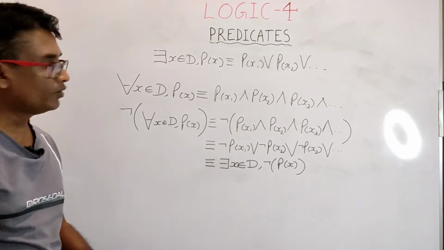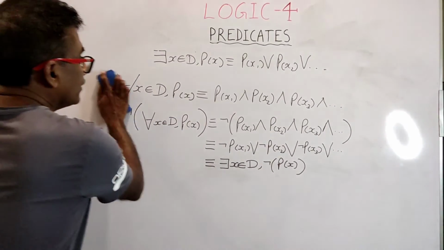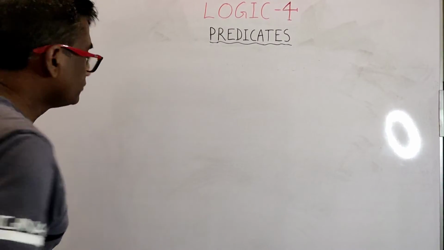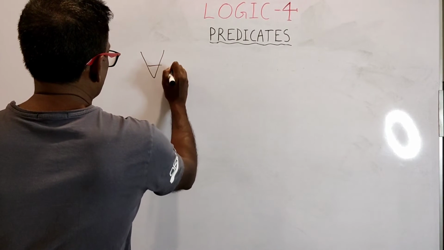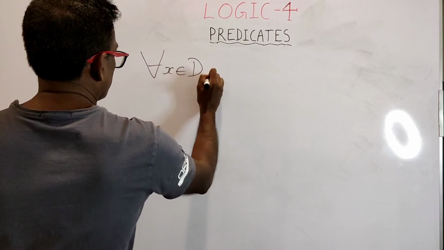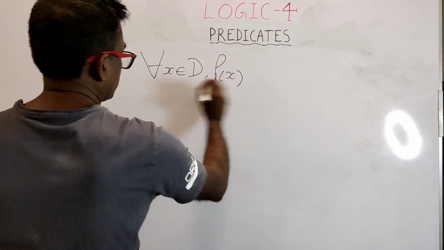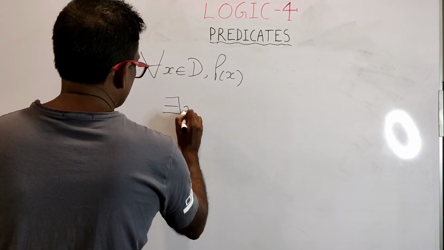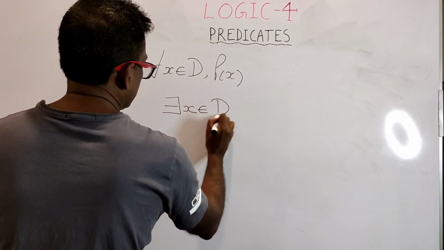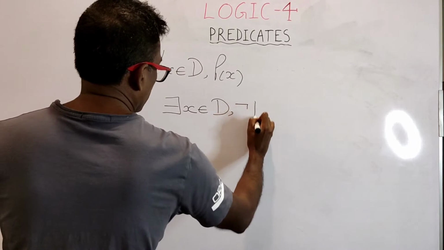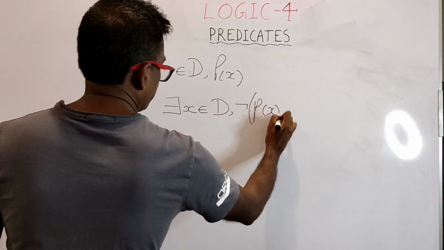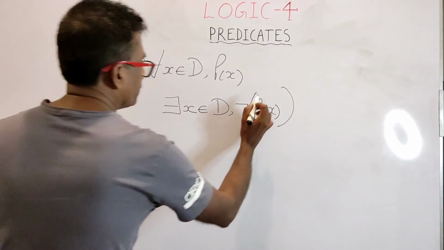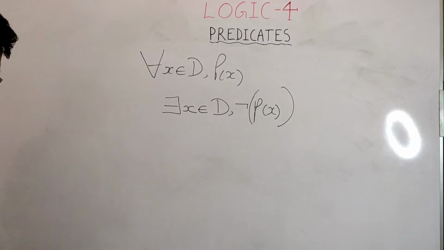So it's the same as saying there is an element in D which does not agree with this predicate. So if we want to prove that this statement or this proposition is false, all we have to do is prove that there is an element in D which is not P of x. That's what we have to prove.